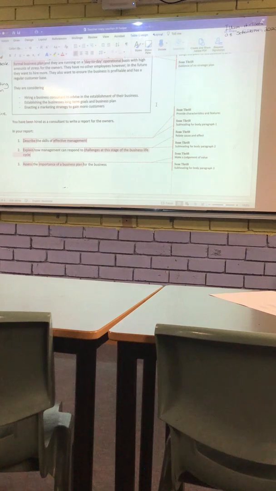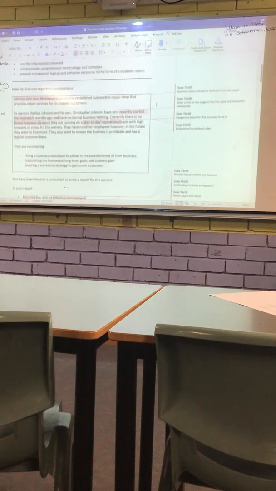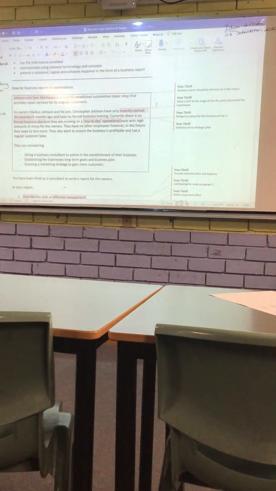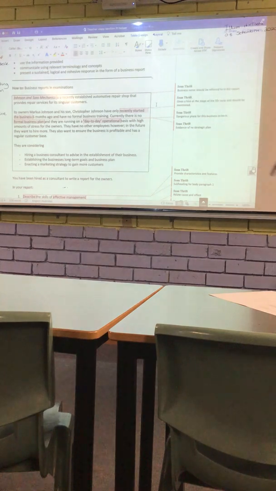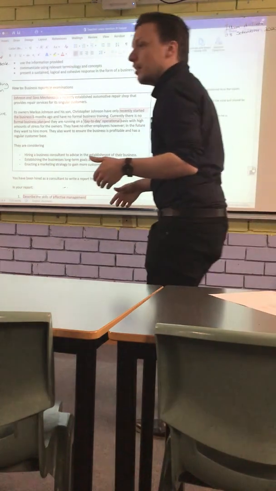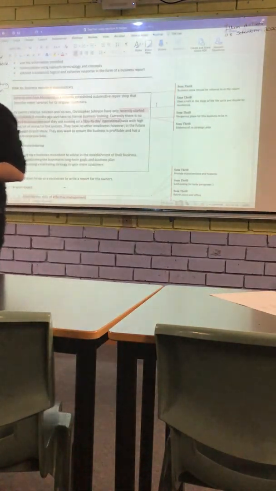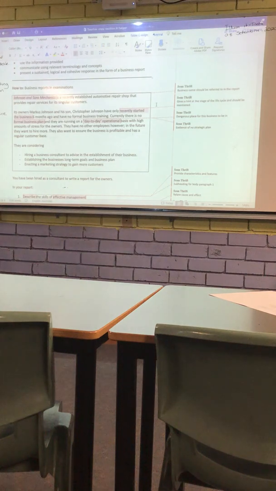Okay? So let's have a look at breaking this down. We talk about how a business plan should always be used only if they've recently started the business. It gives us a hint at the stage of the business life cycle and should be mentioned. If they've only just started the business, what stage of the business life cycle are they obviously at? Establishment. That means you have to think about the problems that are going to be encountered at the establishment business cycle.